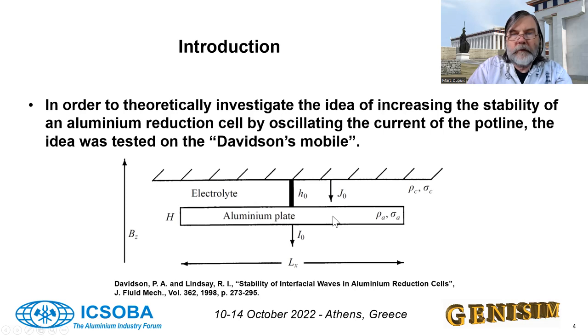If the plate is kicked, there's a motion making this part move up, and that will induce horizontal current in the plate, and that horizontal current with that magnetic field will induce a Lorentz force. Depending on the thickness of the electrolyte, the current density or the total current that you pull in, and the intensity of the magnetic field, it will be a stable or unstable condition. So that's the Davidson mobile.